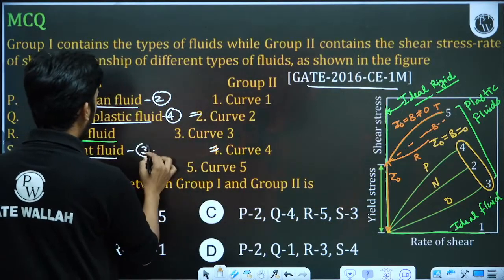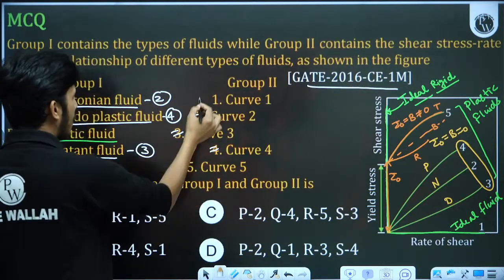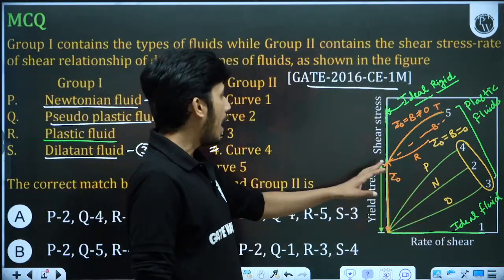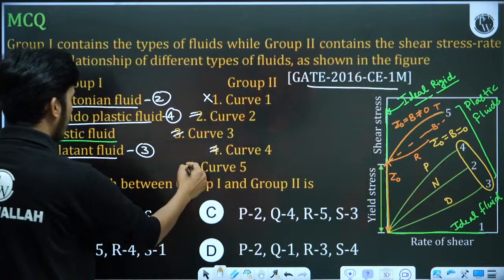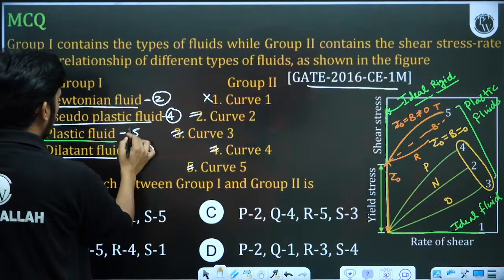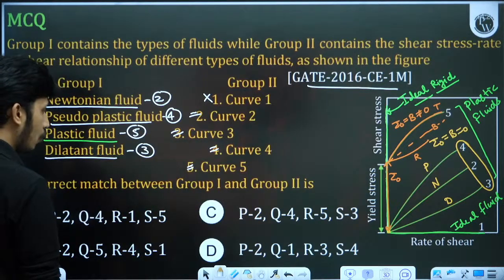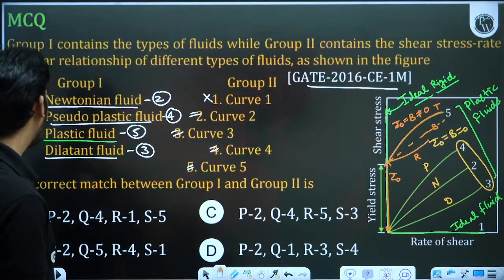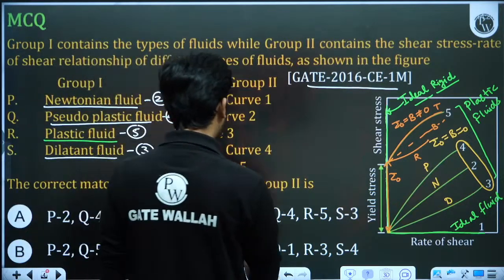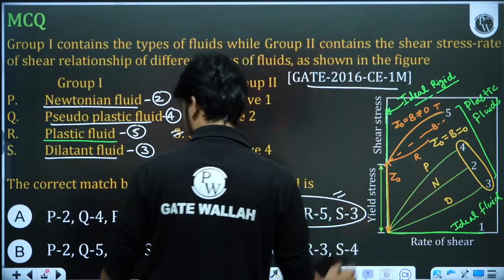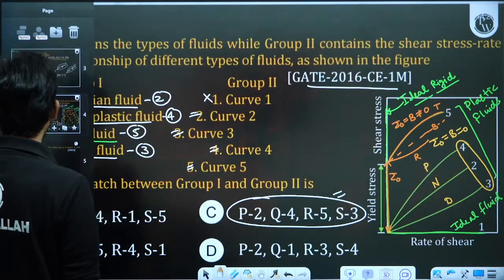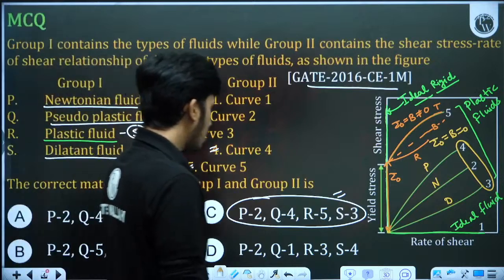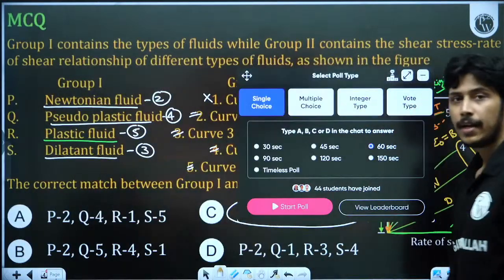Now which is remaining? 1 is remaining and 4 is remaining. 1 is not plastic fluid, because 1 is ideal fluid. And remaining is 5, so 5 will be your plastic fluid. So 2, 4, 5, 3. Yes, 2, 4, 5, 3 is the C part. C part is the correct answer.